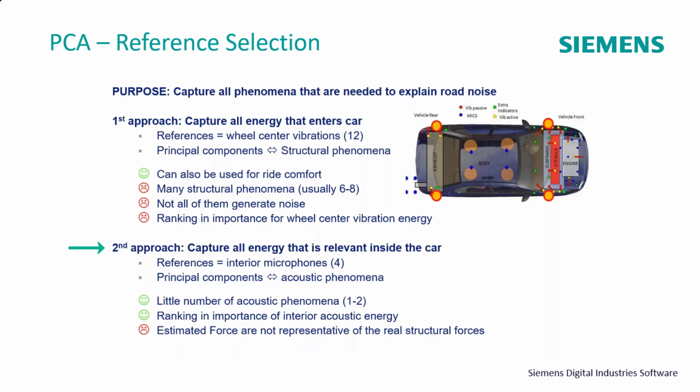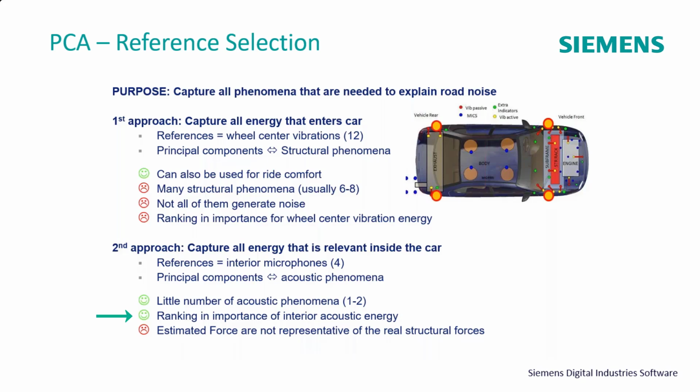Second approach is I don't really care what's coming into the car as far as forces, but I want to look at the energy that's getting to the driver, and I only want to study what components are actually getting to the driver interface. So then the references would not be the wheel centers, the references would be the interior microphones. And here we're using 4 because we're expecting to have 1 to 2 acoustic phenomena at each frequency that are dominant. So you need to have more than 2 references. So then the principal components, rather than structural phenomena, they're acoustic phenomena acting inside the cabin. Limited number of acoustic phenomena, 1 or 2.